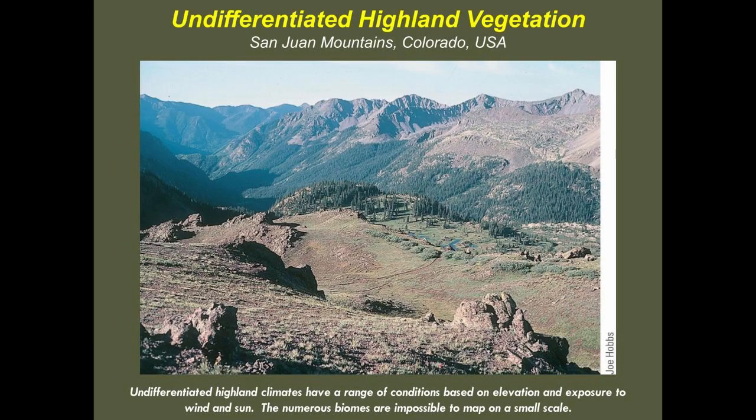Finally, we run into some undifferentiated highland vegetation here in the San Juan Mountains of Colorado in America. These have a range of conditions based on elevation and exposure to wind and sun. Numerous biomes are impossible to map on a small scale. And that is a perfect example when you take a look at this picture. Where the photographer is standing, you appear to have sparse grasslands and maybe even lichens on the ground. That sounds familiar from previous examples. Going off in the distance, it looks like we have lots of coniferous or needle-leaf trees.